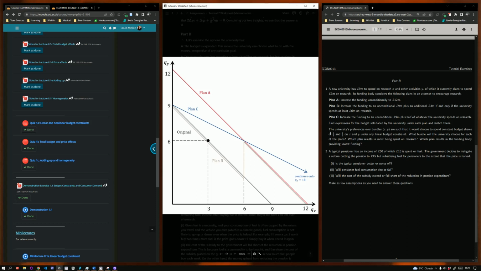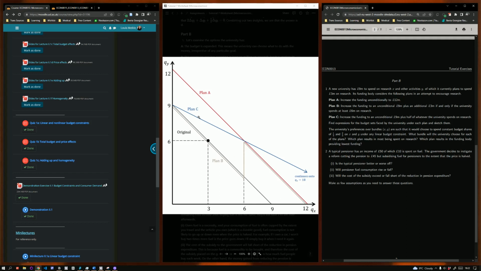The original, obviously, 9 to 9, it's just going to be 9 million cumulatively. Plan A, first of all, increasing the funding unconditionally to 12 million. Now, the fact that we don't have any constraints on this means we can just keep it the same way, and we've still got the same line, we've just changed the points to 12. This is all that's changed, really. So you can see plan A is very far out. It's indicated with the red.